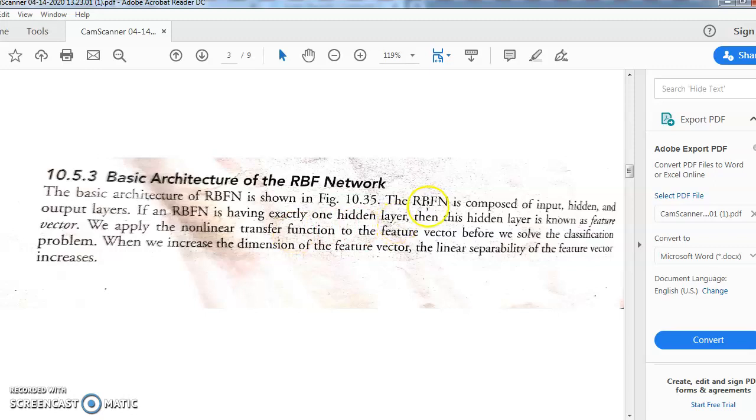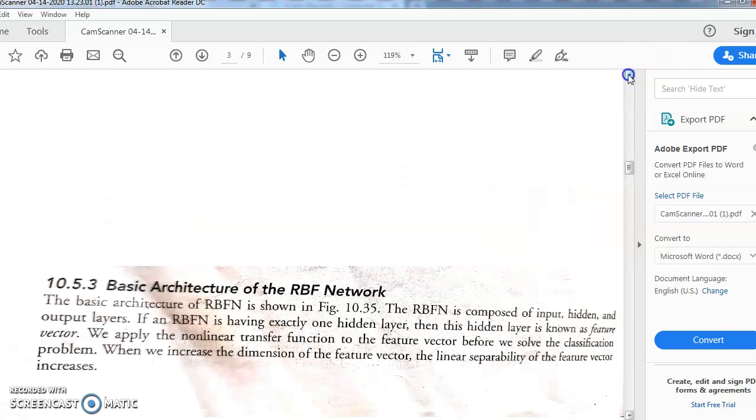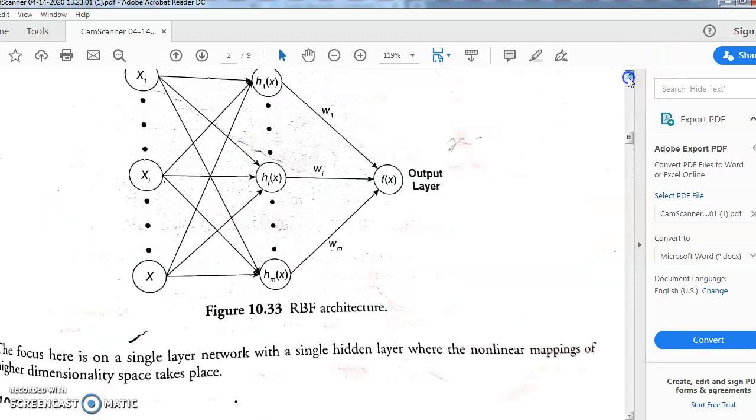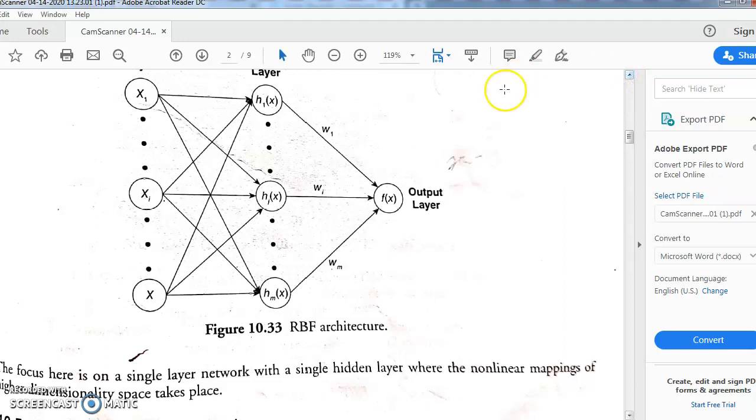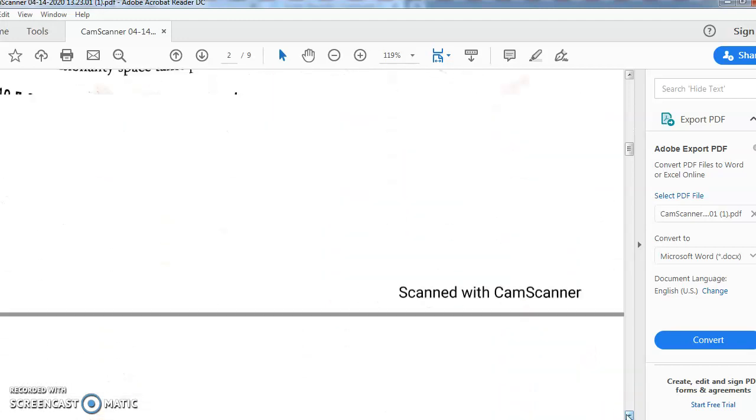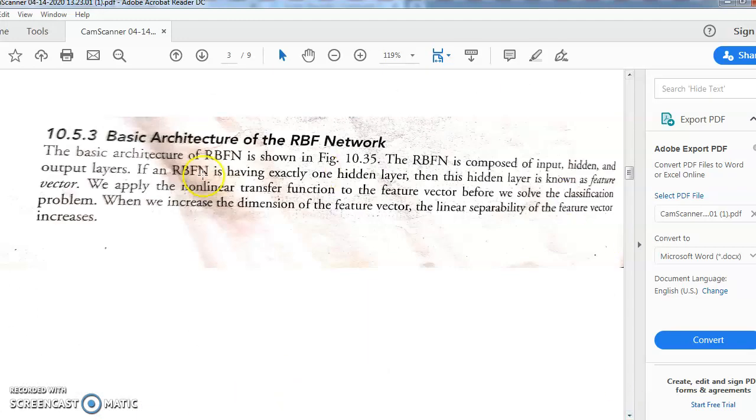We have seen this. Generally, whatever features the data points have, those features are transformed into a higher dimension space. The hidden layer is also called the feature vector, where we select the features and transform them to the higher dimension space.